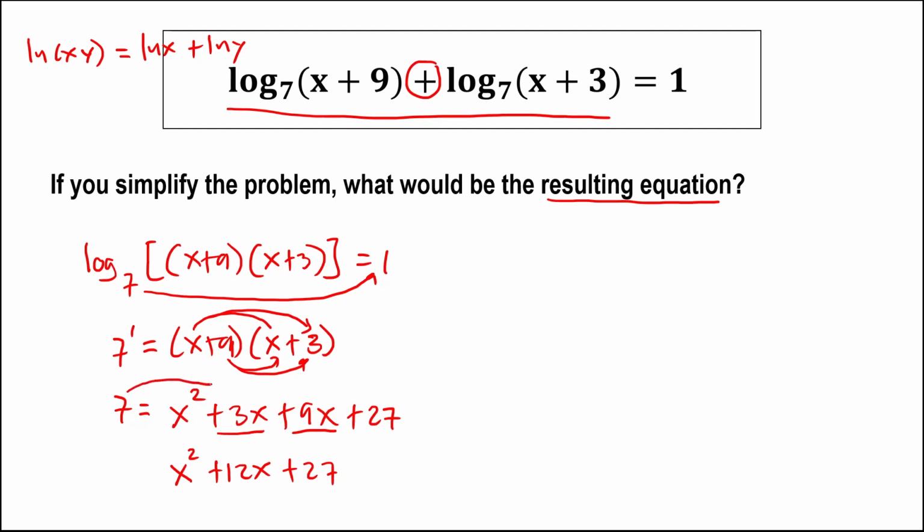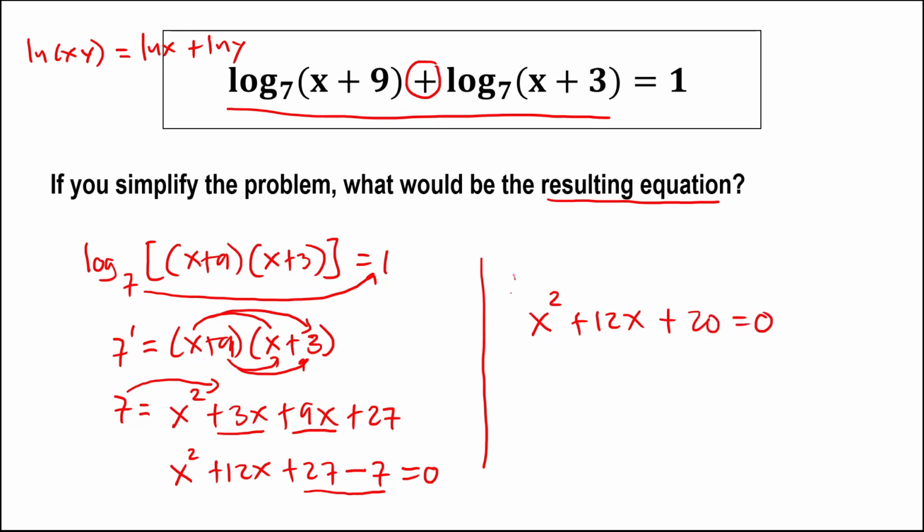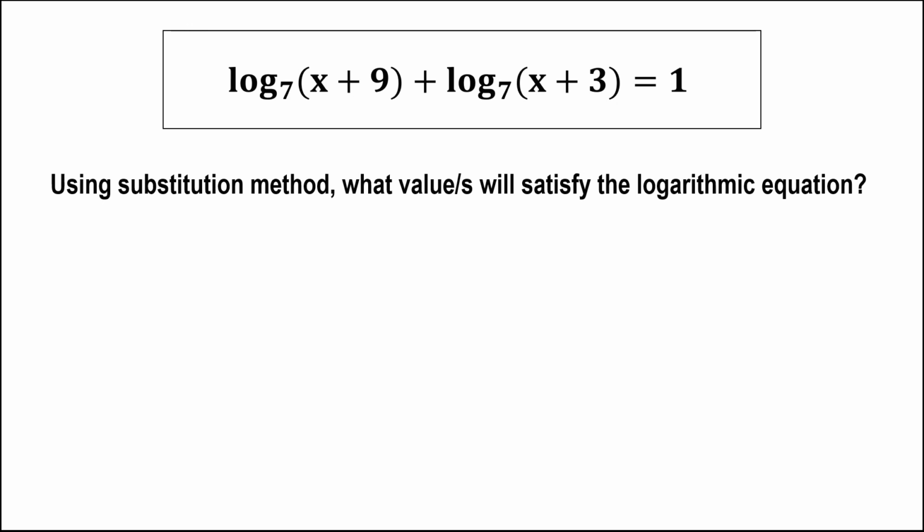Then transpose this positive 7, so this becomes negative 7, then equals 0. So the resulting equation is x squared plus 12x, then plus 27 minus 7, so plus 20, equals 0.